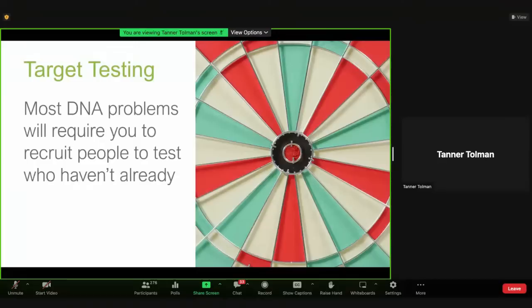So this is a very common place to get stuck, where you know that the father is one of two brothers or one of three brothers, because it can be hard to find people to test. And we actually got stuck here for over a year, because we couldn't get a hold of somebody.